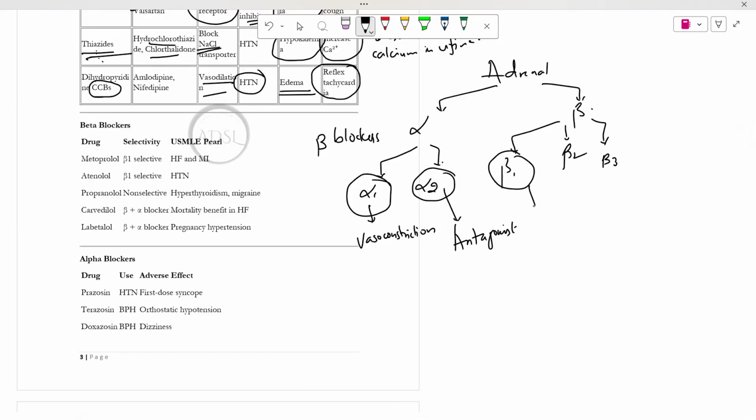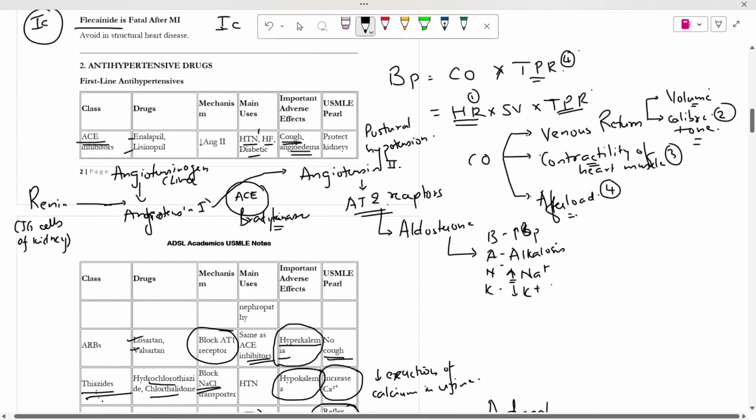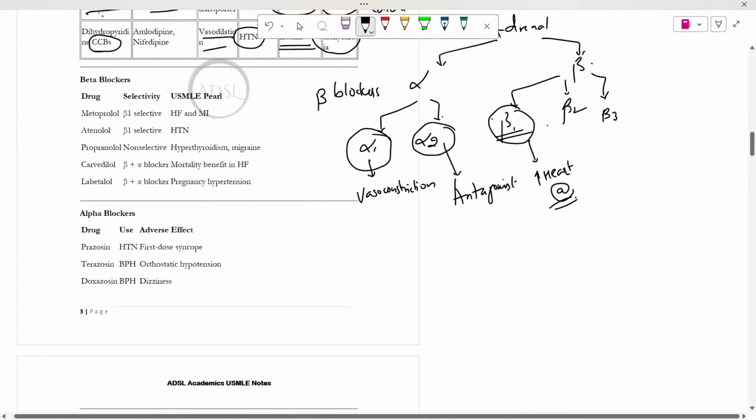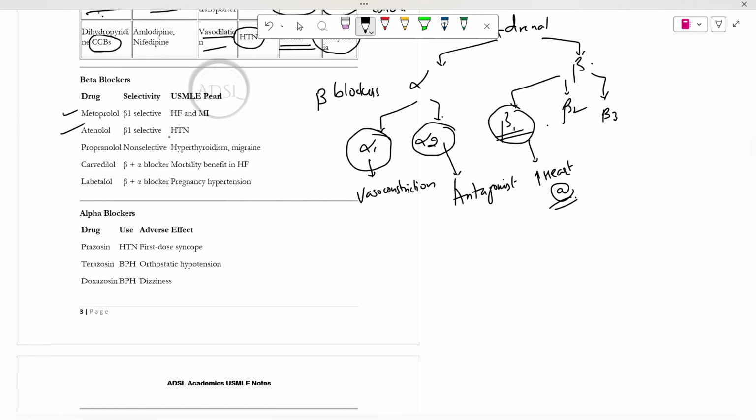Beta 1 causes increase in the heart rate, tachycardia. So if you give a beta 1 blocker, it will decrease the heart rate and that's why it will decrease the blood pressure also. See, can you see over here? Heart rate is one of the components of blood pressure. So it will decrease the blood pressure. We can give metoprolol, atenolol, they will all decrease the blood pressure.